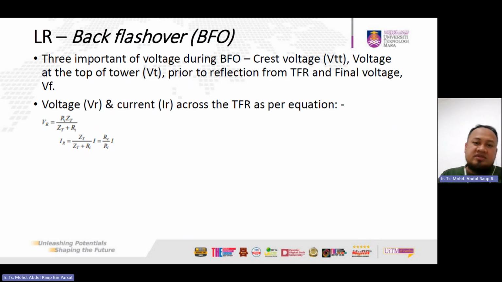And then here are the three important voltages during the BFO. Number one is the crest voltage VDT, number two is the voltage at the top of the tower VT prior to the reflection from the TFR, and the last one is the final voltage VF. We can calculate the voltage VR and the current IR across the TFR with the equations below. VR equals Ri multiplied by ZT over ZT plus Ri, and the current IR equals ZT over ZT plus Ri multiplied by I, equal to Re over Rf multiplied by I.